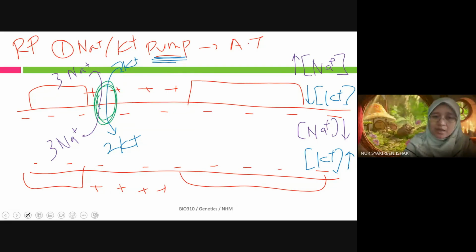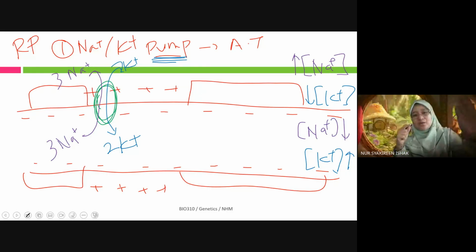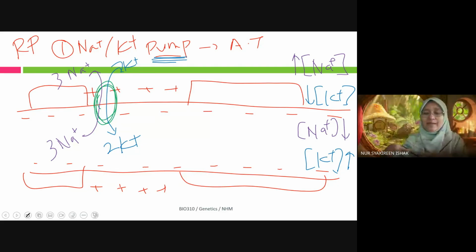Okay, 2. So how can this process contribute to the negative charge inside the axon? Tengok. Berapa banyak positive charge yang keluar? 3 kan? 3 sodium yang keluar berbanding dengan 2 potassium yang masuk. It means that there will be more positive ions going out and less positive ions that enter into the cell.